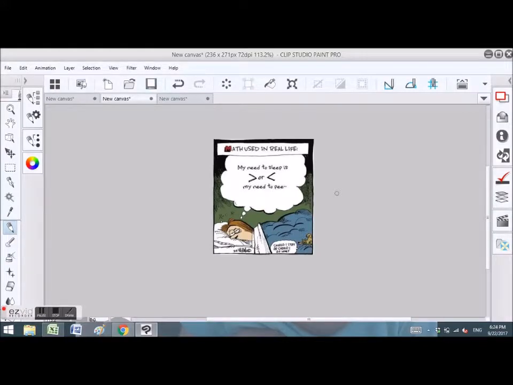Hello class, today we will be talking about writing inequalities with variables on both sides. So here's a little comic for you before we get started.